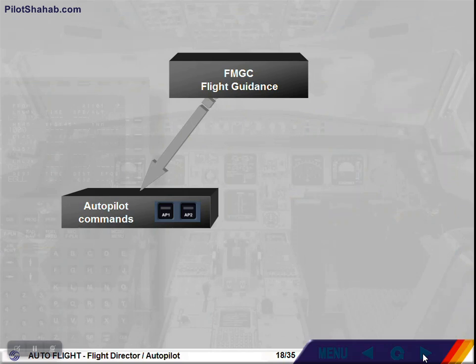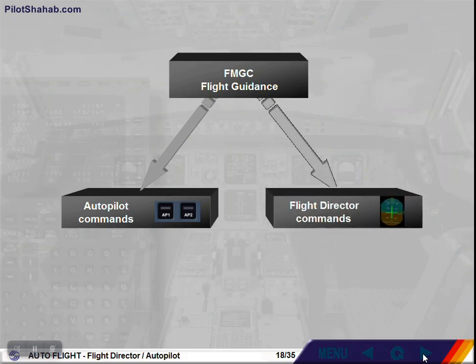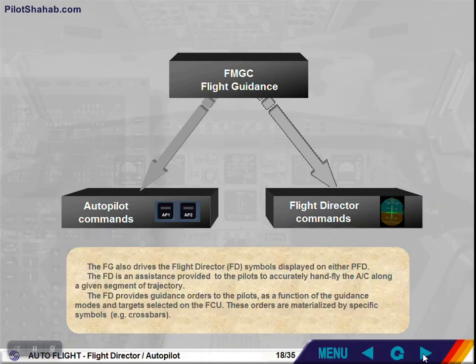The FG also drives the Flight Director FD symbols displayed on either PFD. The Flight Director is an assistance provided to the pilots to accurately hand fly the aircraft along a given segment of trajectory. The Flight Director provides guidance orders to the pilots as a function of the guidance modes and targets selected on the FCU. These orders are materialized by specific symbols, e.g. crossbars.